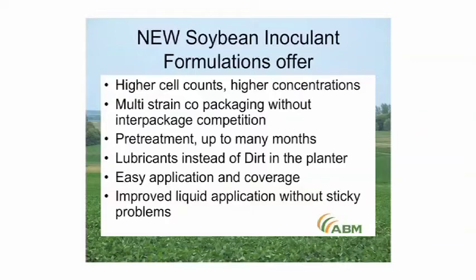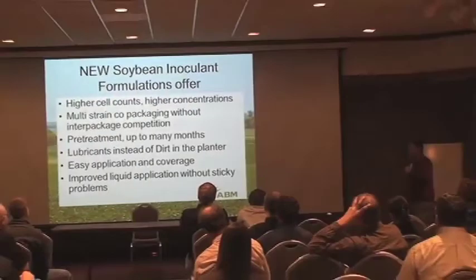The other thing that's really important today is that there are products in the marketplace that actually combine multiple strains of rhizobium. So we have multiple strains co-packaged without inter-package competition. What does that mean? That means if you put two bullies on a school bus, they usually fight with each other and someone comes out with a black eye. With some of the newer technology, we're able to package super strains together and deliver super strain A, B, and C to your farm without them fighting with each other. So you don't end up with just one dominant strain in the package. And the other thing is you can pre-treat inoculants now several months ahead of time.